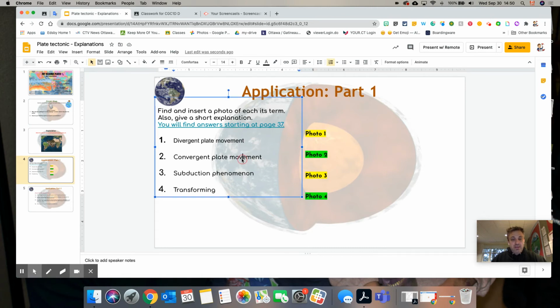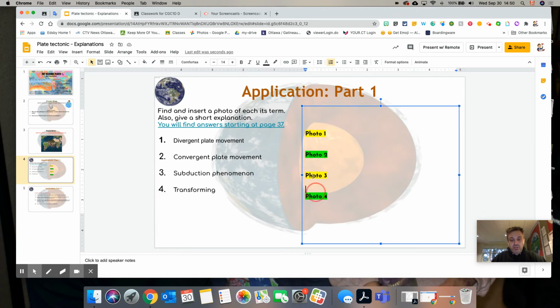I want you to do the same for number 2, number 3, number 4. Here you just insert these photos. It's a really neat way for you to see what that looks like. So if we mention that in class, I'm going to say, okay, show me a subduction phenomenon. I want you to be able to identify and say, yeah, that formation happened because of that. So please, that's what I want you guys to do in this piece here.